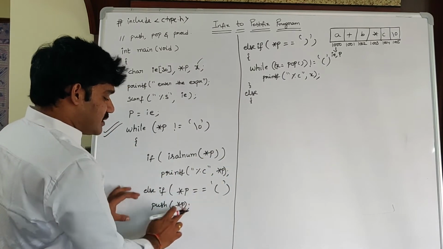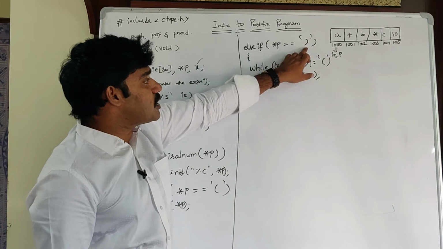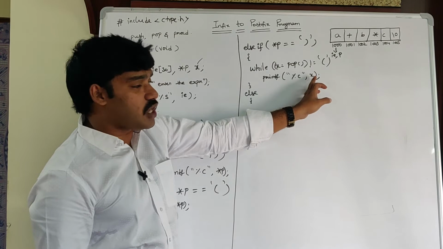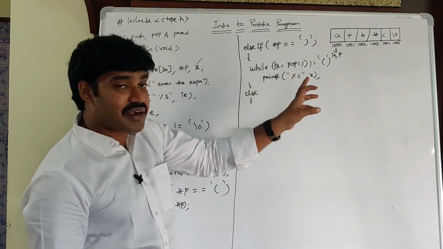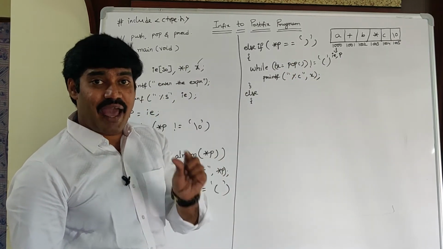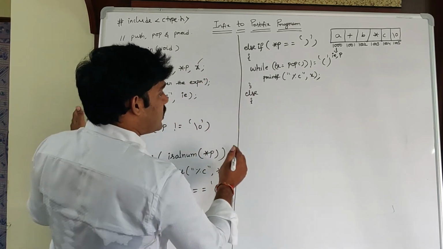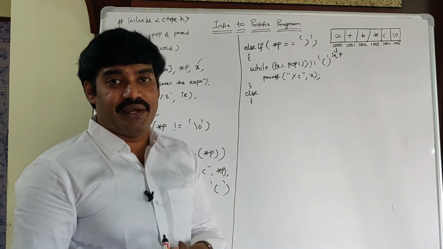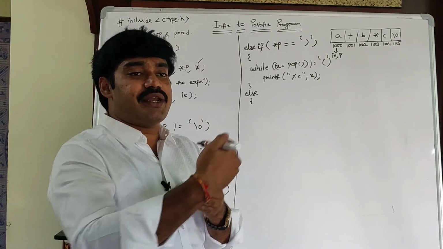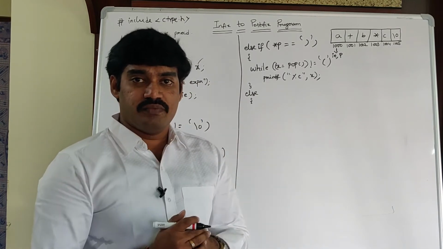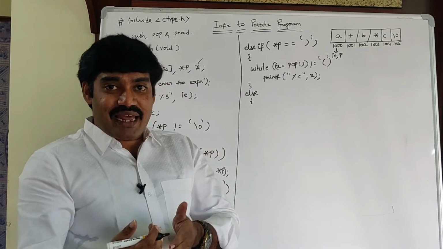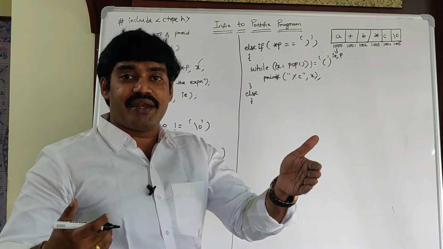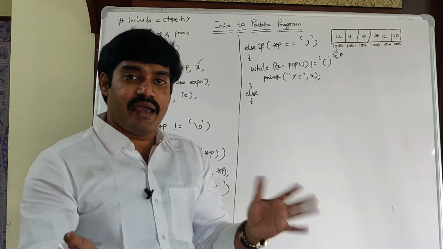Next, else. Final logic. If it is an operand, then place into the output. If it is the opening parenthesis, push into the stack. If it is the closing parenthesis, then pop up to the opening parenthesis and place into the output. Next, if the character is an operator, finally the else block: compare the priority of the new operator and the priority of the top of the stack operator. If the new operator priority is greater than the top of the stack priority, simply push. If the new operator priority is less than or equal to the top of the stack priority, then pop elements until the new operator priority is greater than the top of the stack or the stack is empty.